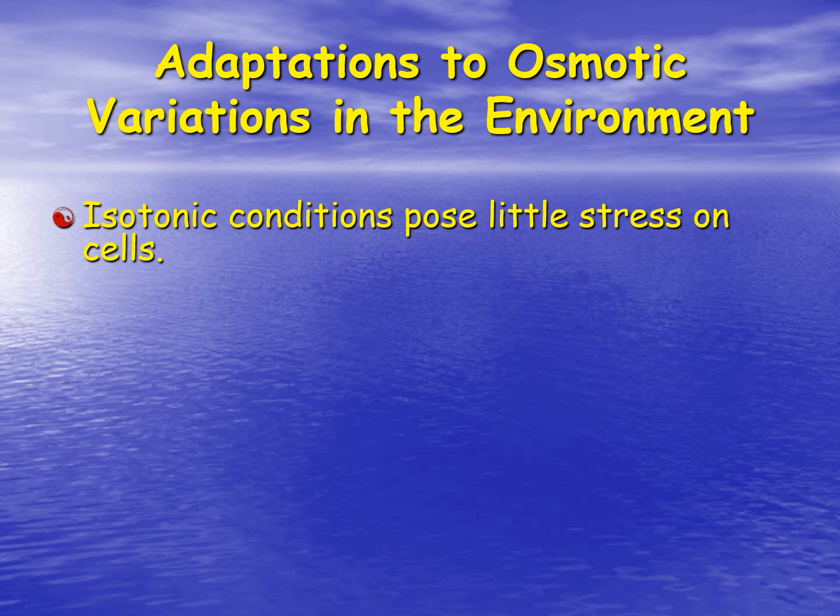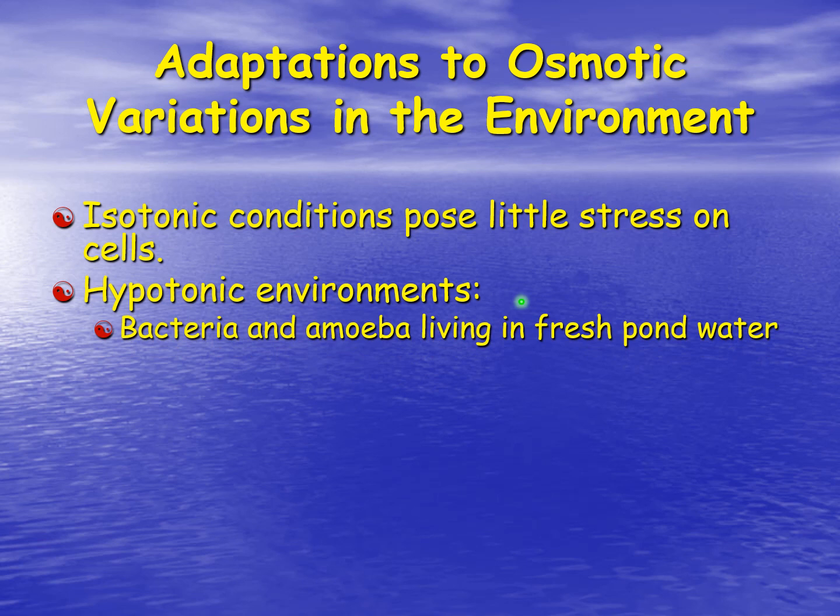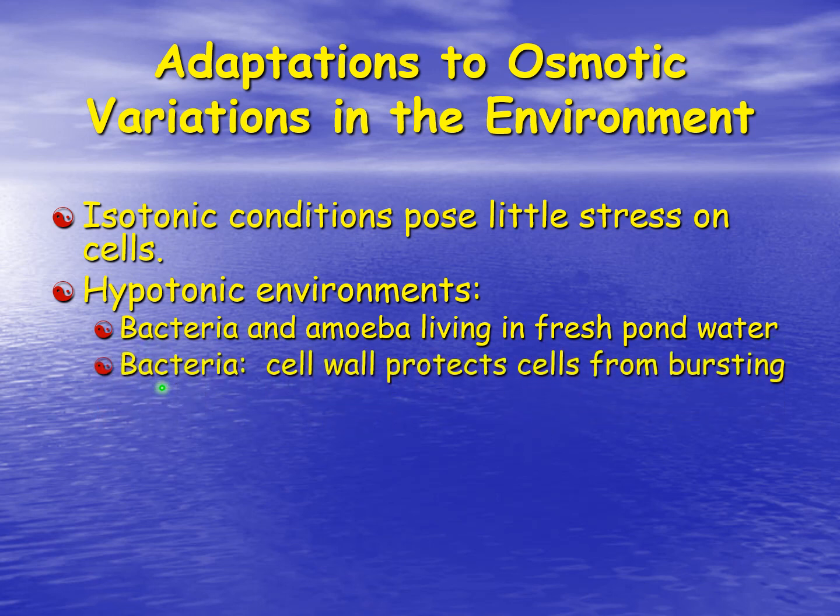Now, since isotonic conditions pose little stress to the cell, everybody likes it isotonic. But is the world a perfect place? Well, it's not. So what happens if these cells are put into hypotonic environments? For example, bacteria and amoeba living in fresh pond water: that fresh water would be hypotonic to these bacteria. The bacteria don't mind so much because the cell wall protects the cell from bursting and lysing.